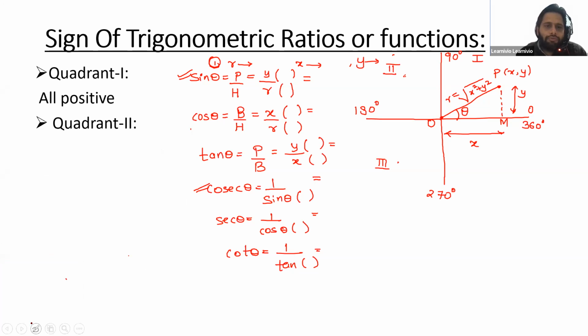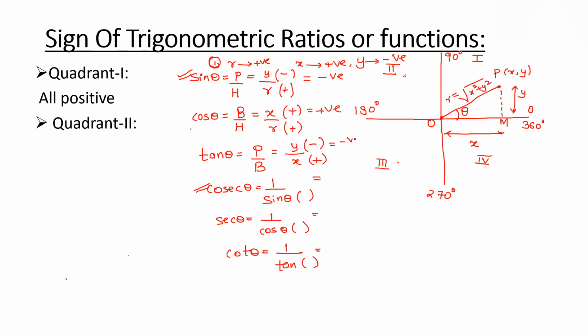Okay, now we'll check for the fourth quadrant. This is the fourth quadrant. Yusra, will you please tell me x is negative or positive in the fourth quadrant? Sir, x is positive. Very good. Y? Negative. Very good. R? Positive. R will always be positive. Y negative, r positive, so sine is negative. X positive, r positive, so cos is positive. Y negative, x positive, so tan will be negative.